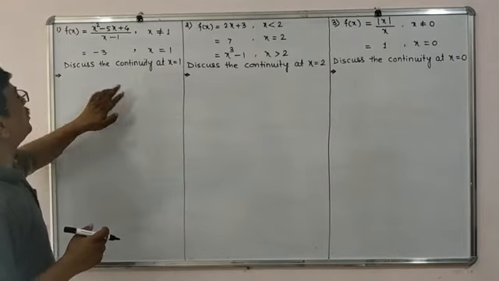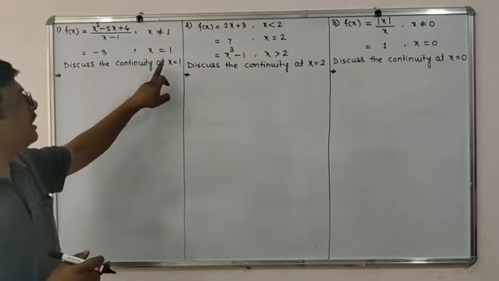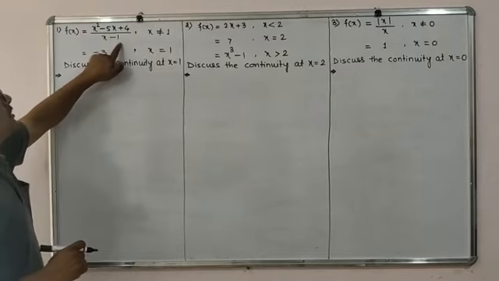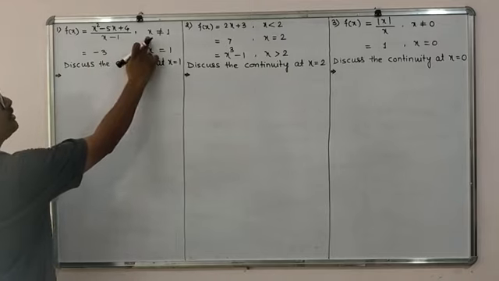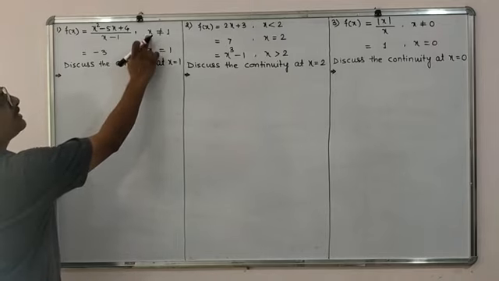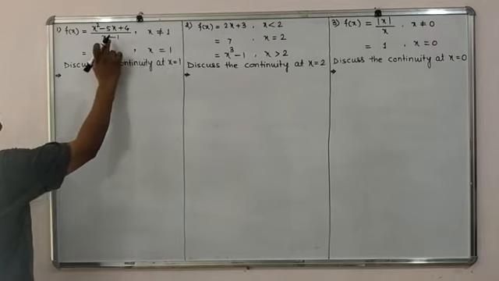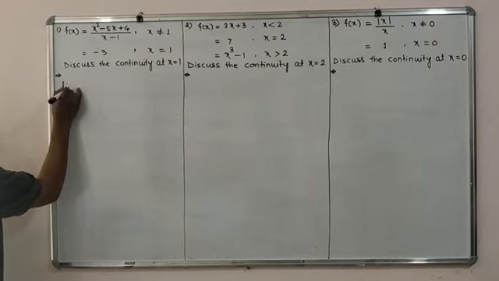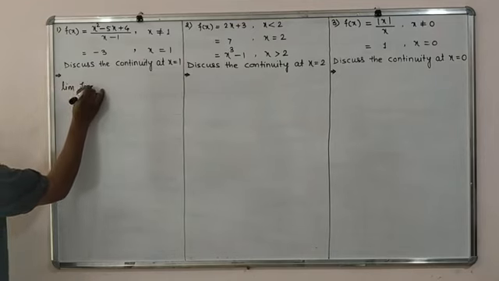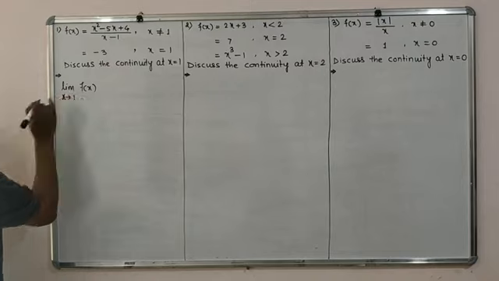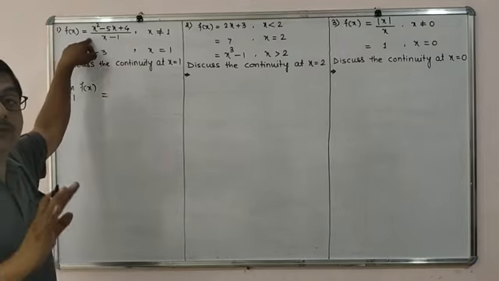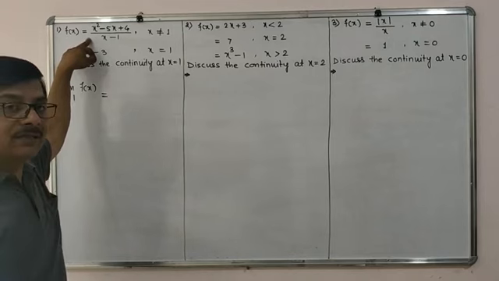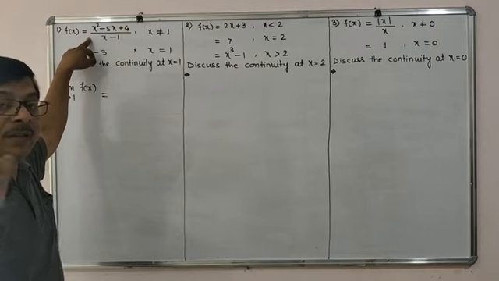Now here in this function we are going to discuss the continuity at x is equal to 1. It means here we are going to find the limit of the function first. As the function is the same for x less than 1 and greater than 1, find its limit directly: limit of f of x as x tends to 1 is equal to. In such functions there is no need to find LHL and RHL separately, means left hand side limit and right hand side limit.